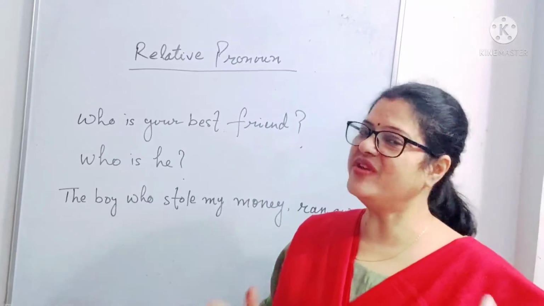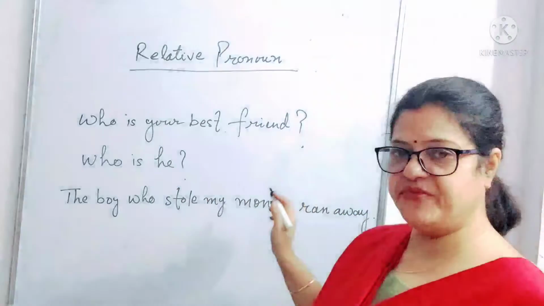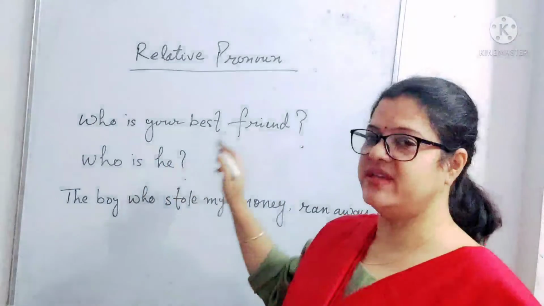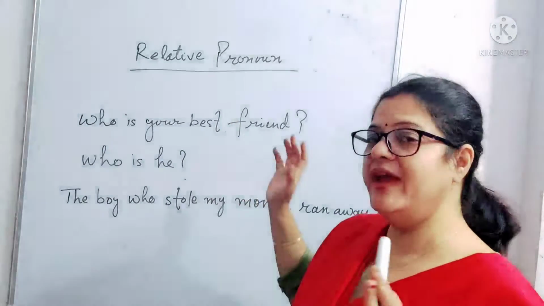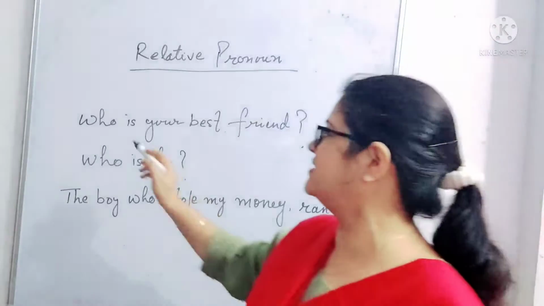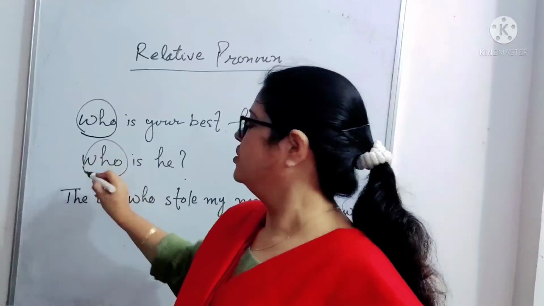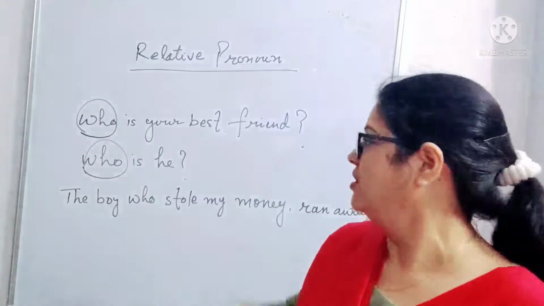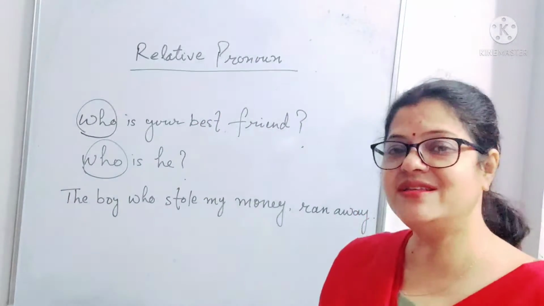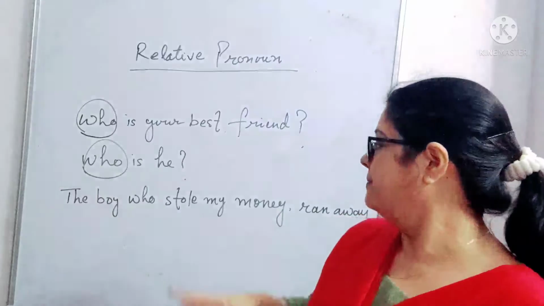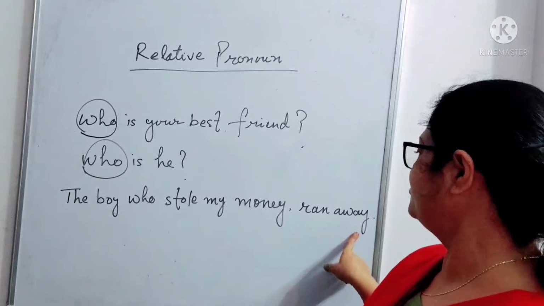So here three sentences are written on the board. First, who is your best friend? Second, who is he? So we find that these two sentences are called interrogative pronoun, because we see that this particular word who is used to ask a question. So who is your best friend? Who is he? These two sentences are called interrogative pronoun. But third sentence, the boy who stole my money ran away.